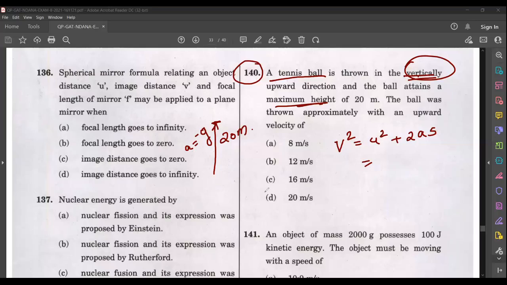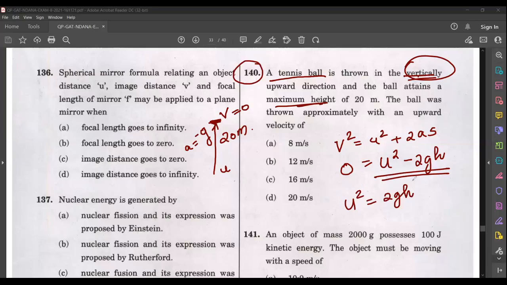So how can you rewrite? Also, one more thing: when it reaches maximum height, its final velocity is equal to 0. We are throwing with some initial velocity, and when it reaches maximum height, its final velocity is equal to 0. So 0 is equal to U square minus 2gH. That will be the equation. From this you can write U square is equal to 2gH. And this H is given. They have given maximum height as 20 meters.